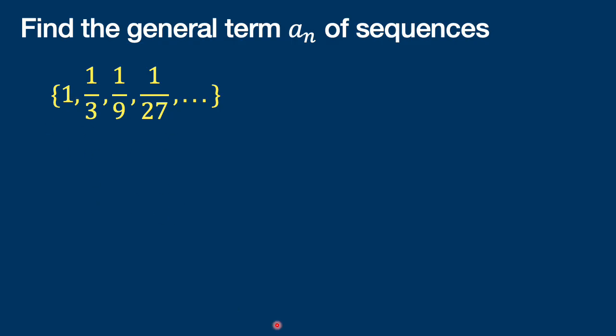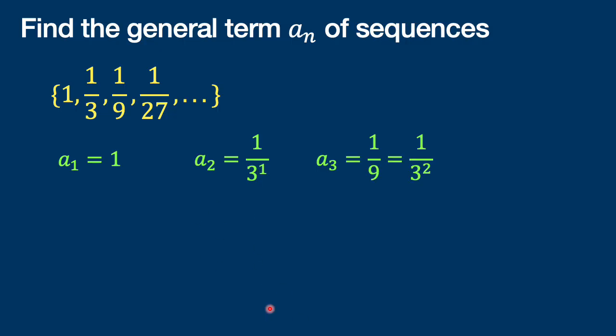Look at this sequence. A1 is 1. A2 is going to be 1 over 3. I put the 3 to the first power just in case you see the pattern. A3 is going to be 1 over 9. 3 squared, right? 9 is 3 squared. I'm trying to find the pattern, guys. A4 is going to be 1 over 27. So I find the power of 3 cubed. So I try to figure it out.